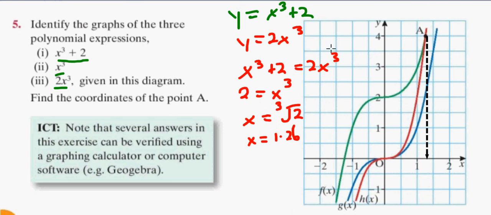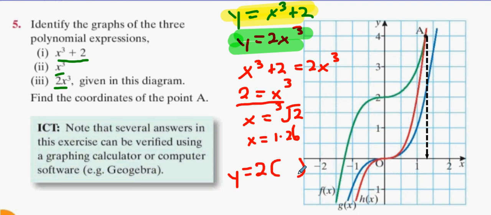The y answer. Which formula do I need to use? I have a choice, don't I? Both points are on both graphs, so I can either use the yellow option or I can use the green option. And both answers will turn out the same. I'm pretty sure we can see the answer, can't we? 4, isn't it? But if you didn't have the answer, here's what you'd do. You'd say y equals 2 times x cubed, and we know what x cubed is, don't we? 2. 2 times 2? 4. This makes this point 1.26 and 4. We good? Okay. Yes?